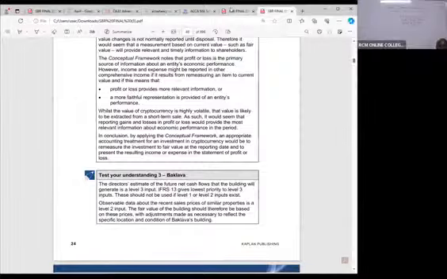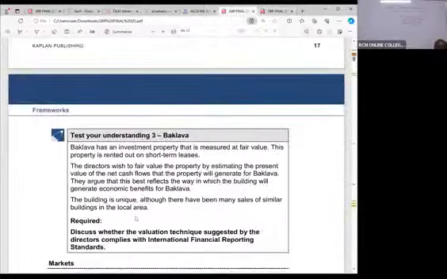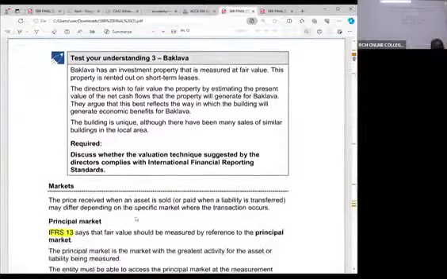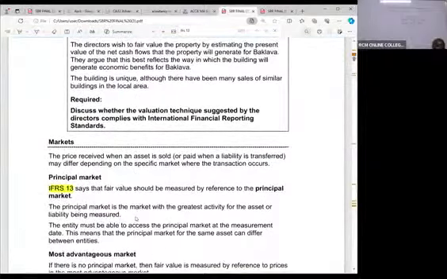Ladies and gentlemen, from there, we go straight away to markets. Very, very common. If you did last semester's exam, they gave us a question from this area. The price received when an asset is sold or paid when a liability is extinguished may differ depending on the specific market where the transaction occurs. We have 2 types of markets: the principal market and the most advantageous market.